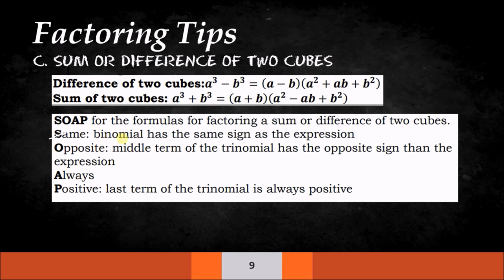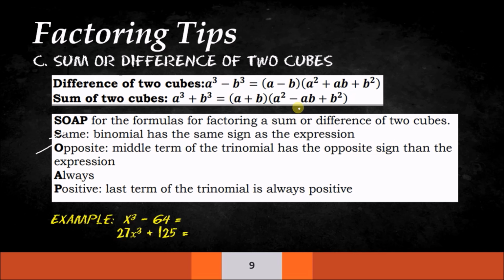Ibig sabihin daw kung ano yung given natin as the minus or the difference of two cubes, ang first factor daw natin ay dapat minus din ang kanyang middle term. Kapag plus naman ang nakalagay dito, dapat plus din daw yung first factor niya dun sa binomial. O stands for opposite. Kung ano daw yung sign from the very start, opposite nun, yun yung magiging middle term ng ating other factor. If that is plus, minus din dapat yung magiging sign ng other factor natin dun sa kanyang middle term.